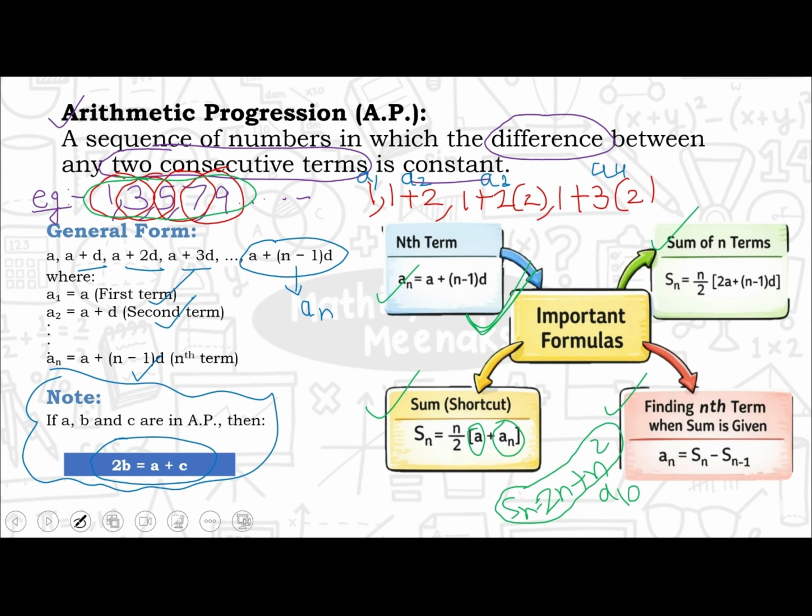You have to revise these formulas, as these formulas are extremely important from an exam point of view. So make sure you revise them properly.